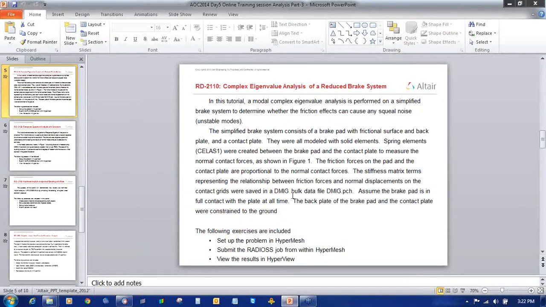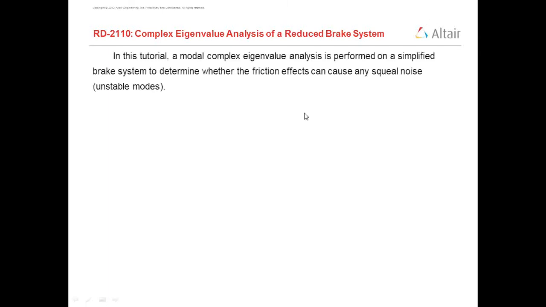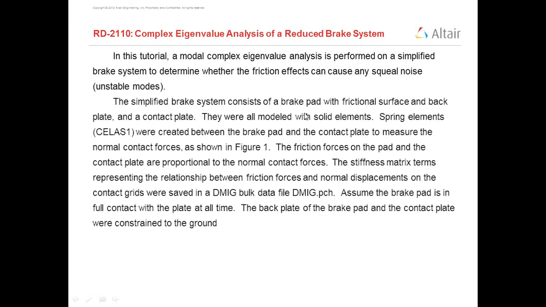Now I will move to the next tutorial, that is complex eigenvalue analysis of reduced brake system. In this tutorial, complex eigenvalue analysis is performed on a simplified brake system to determine where the friction effects can cause any squeal noise, unstable mode. The simplified brake system consists of a brake pad with friction surface, a back plate and a contact plate. They were all modeled with solid elements.